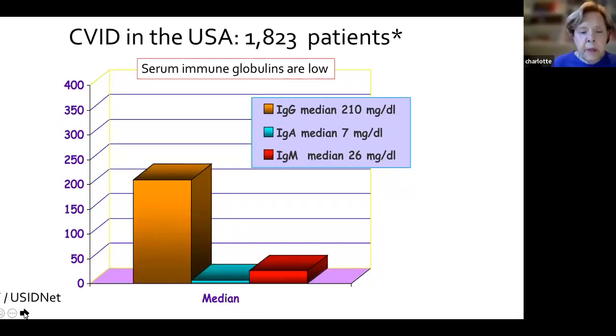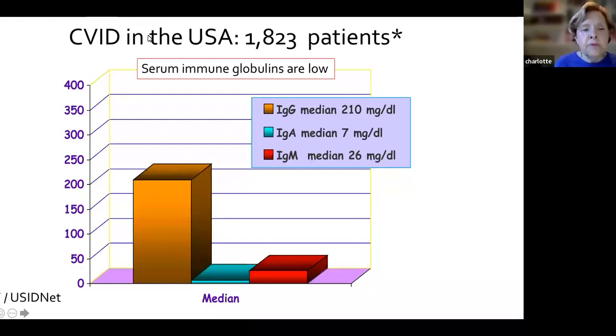Now, this is where the gamma globulin levels commonly go. This is in the United States. This is USIDNET data. And it tells you that here's the IgG level for so many of these people. It's somewhere around 200 or so. It's a very good idea if you have common variable immunodeficiency to have an idea of what your starting level of gamma globulin is and have an idea of where it is when you're getting treated.